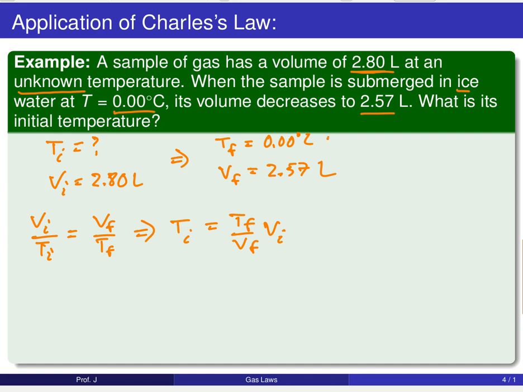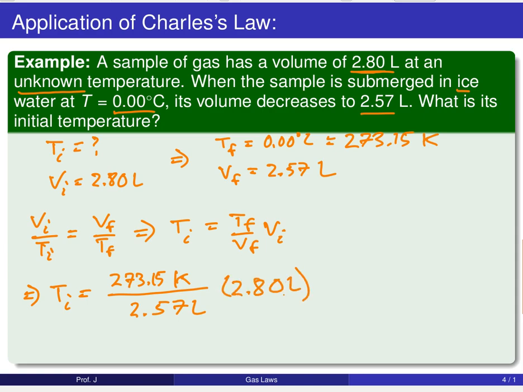Okay? So in reality, what we should have done is converted that temperature into Kelvin. And once we've converted the temperature into Kelvin, then we can plug in our expression directly. We can say, hey, we've got 273.15 Kelvin, and then we are going to divide by the final volume, 2.57 liters, multiply by the initial volume, 2.80 liters. Right, liters is going to cancel out, and we will be left with our final answer in Kelvin, which comes out to approximately 298 Kelvin.